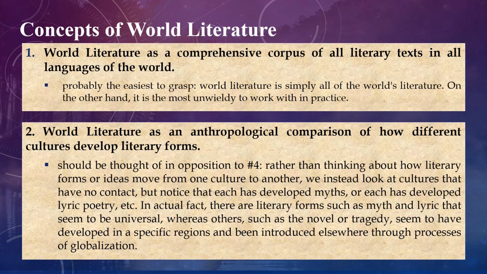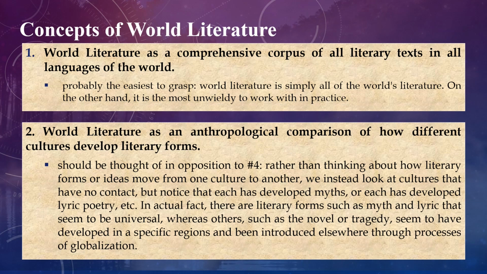For the basic concepts of world literature, number one, world literature as a comprehensive corpus of all literary texts in all languages of the world. It is probably the easiest to grasp. World literature is simply all of the world's literature. On the other hand, it is the most unwieldy to work with in practice.